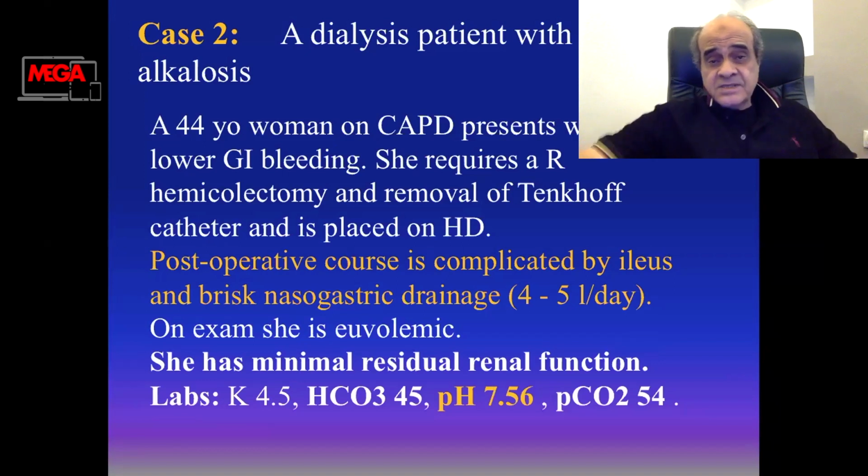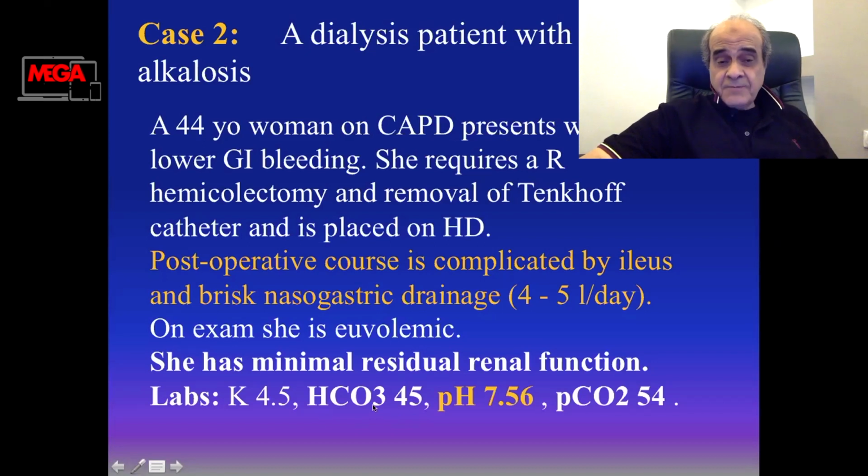Post-op, the course is complicated by ileus, with nasogastric drainage of 4 to 5 liters per day. On exam, she is euvolemic. She has minimal residual renal function. Labs: potassium 4.5, bicarb 45, a high bicarb level. pH 7.56, it is highly alkalotic, severe alkalemia. Carbon dioxide is compensating and so rising to 54.